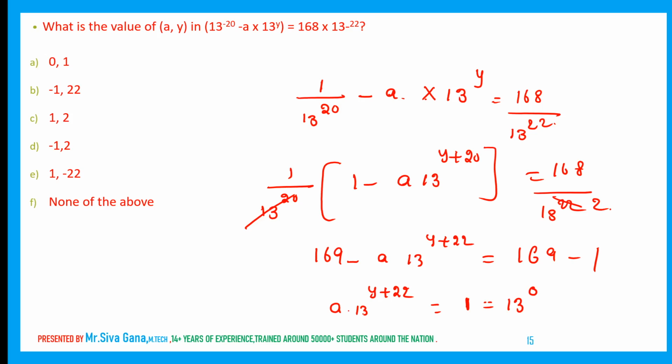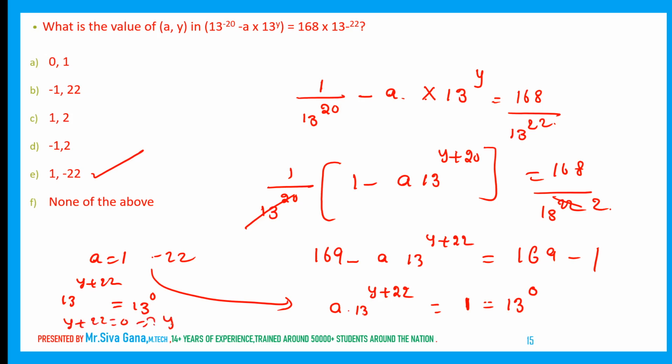So, based on the options, if a is equal to 1, what happens? Then 13 power y plus 22 will be 13 power 0. So y plus 22 is equal to 0, and y is equal to minus 22. 1 comma minus 22 is there in the options.